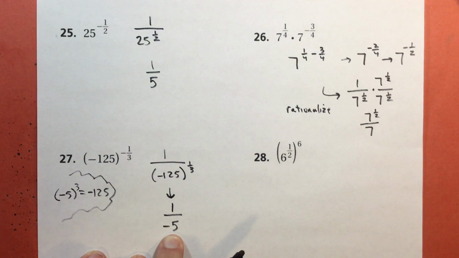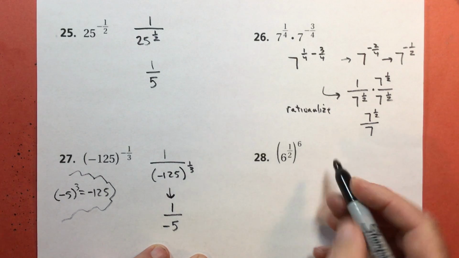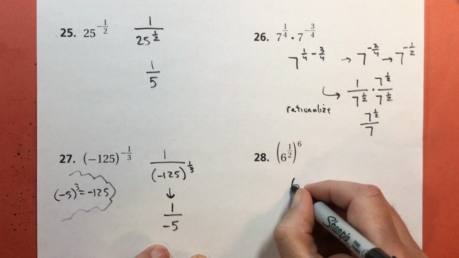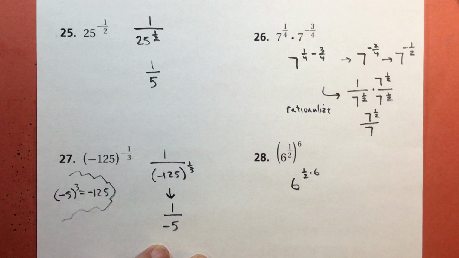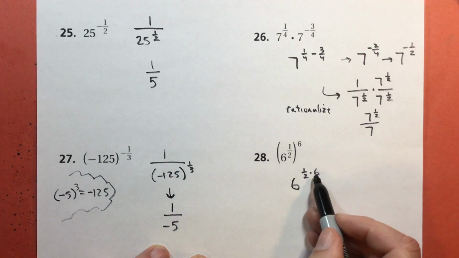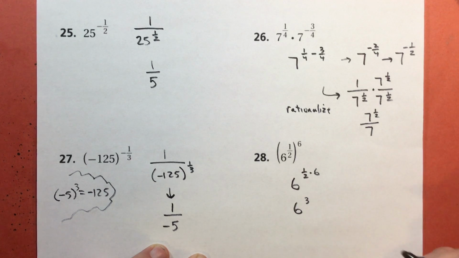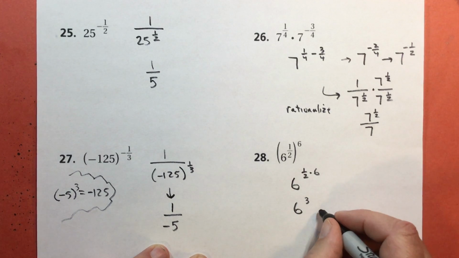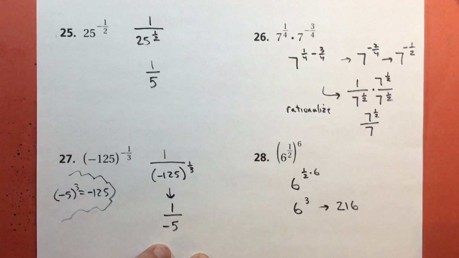Finally, number 28, I have the power of a power property. I'm going to multiply the exponents. This becomes 6 to the 1/2 times 6 power. 1/2 times 6, half of 6 equals 3, so this becomes 6 to the 3rd power. And thankfully, 6 to the 3rd power is kind of nice. This becomes 216. 36 times 6 is 216.